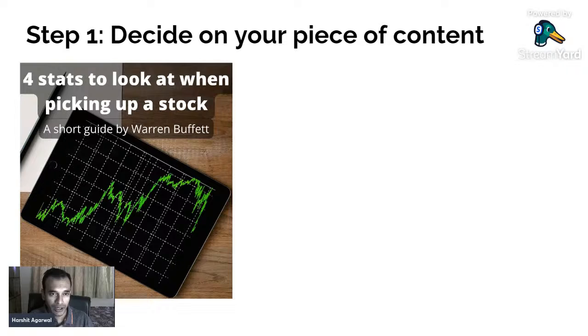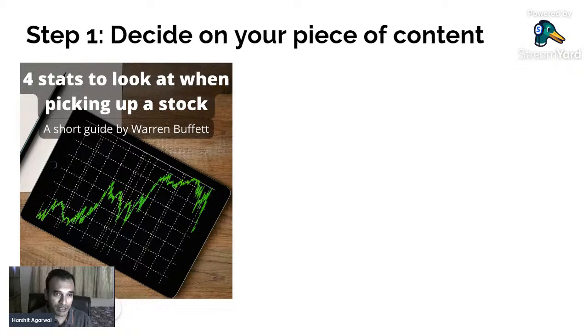So the first step is to decide on a piece of content. A business might be having several lead magnets. It might be publishing several pieces of content to attract leads. So it has to decide on one piece of content to get started. And ideally, this piece of content should be broken down into steps. Here is an example. I'll explain everything through an example.